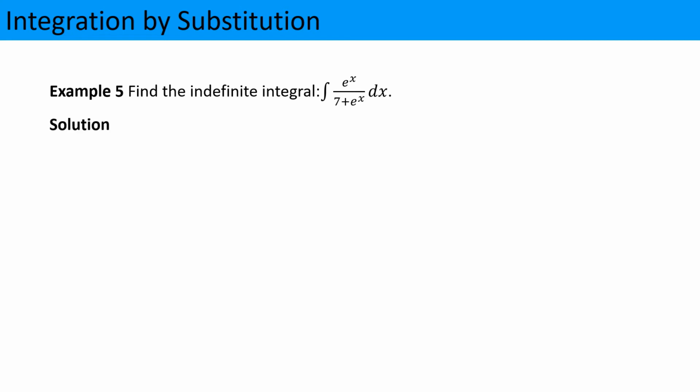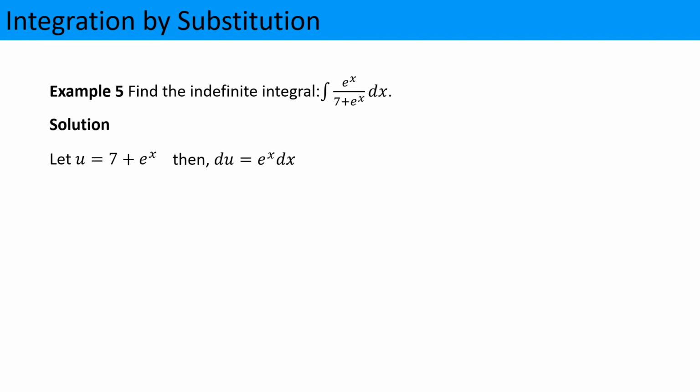To do this, we're going to have to be able to find the u and du. I'm going to start with let u equal what's in the denominator. That's 7 plus e to the x. And that's because when we take the derivative, u becomes du. The derivative of 7 is 0, so all we have left is e to the x dx.